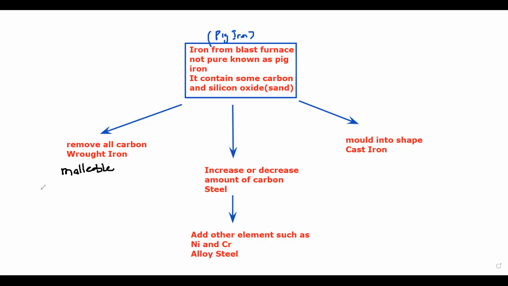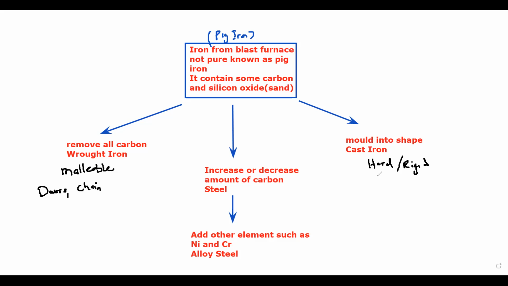So we can use it to make doors, we can use it to make chains. Same thing, if the iron which is extracted from the blast furnace, we just make a certain shape, we did not change the composition, we call it cast iron, and cast iron is usually hard and rigid because it contains carbon, that's why it is hard and rigid.